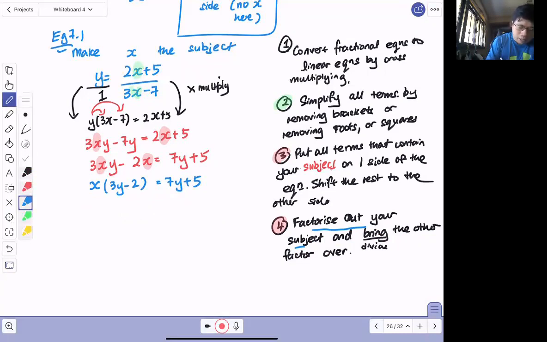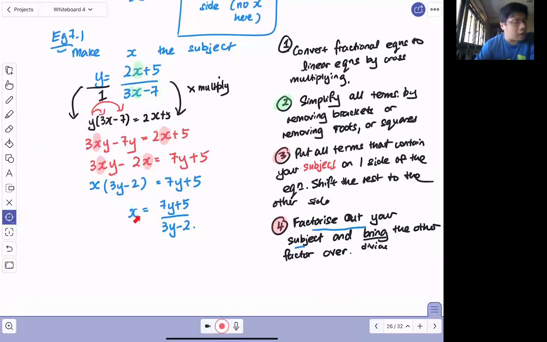Then you can see that slowly, what we are doing is we are isolating the x. The x is now purely on one side, all alone. Okay, so far? Very good.